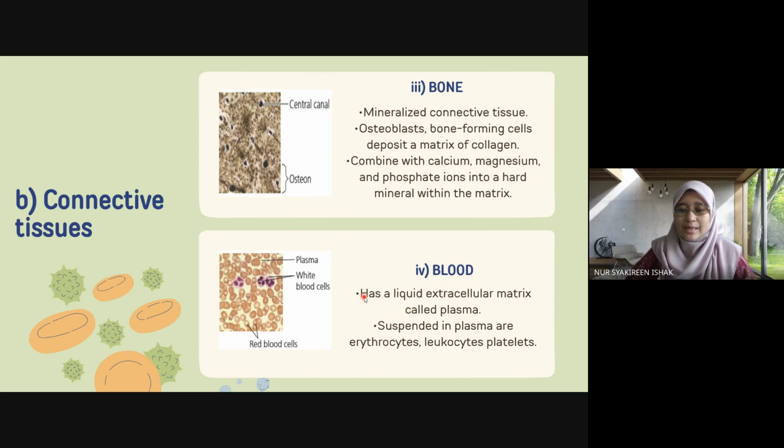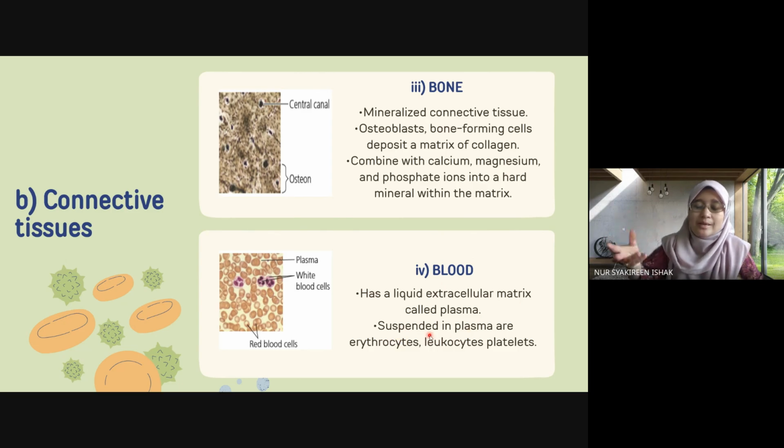So it has a liquid extracellular matrix, which mostly consists of water and other dissolved elements. And then the other component of blood are the cellular elements, which are suspended in the plasma.